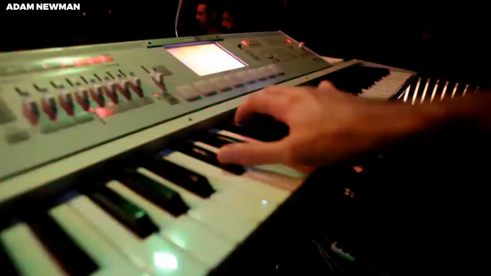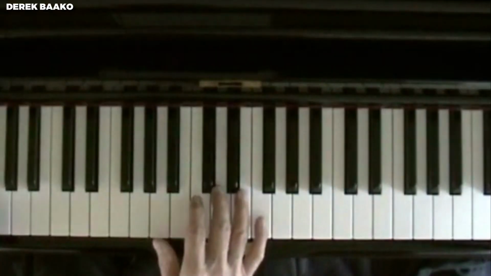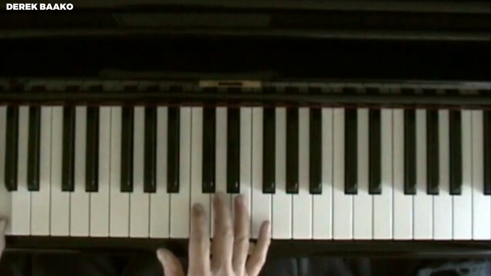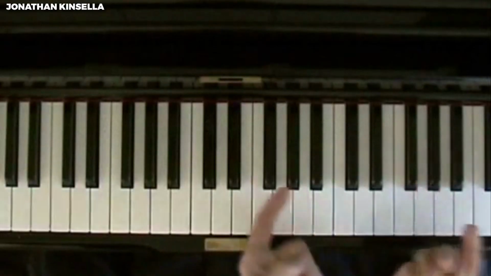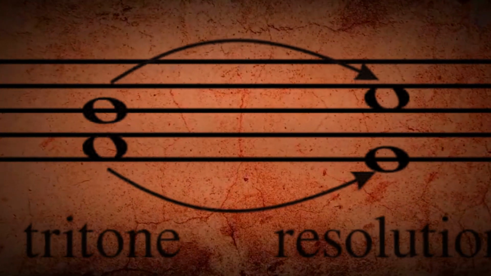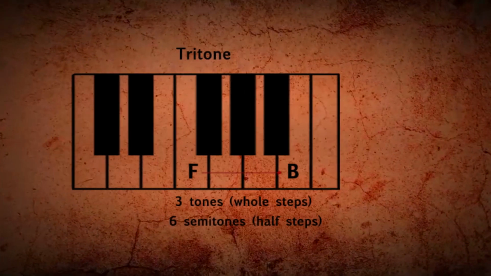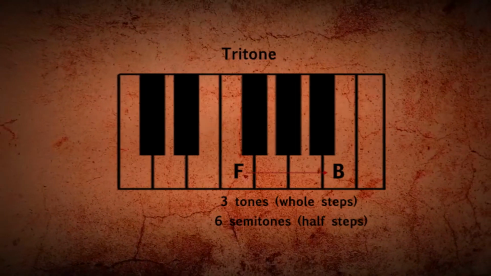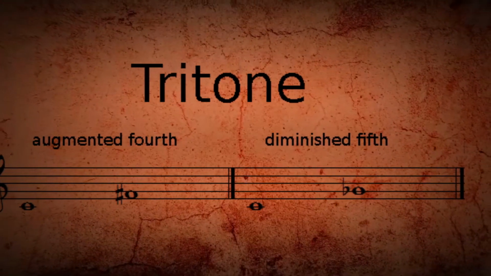A tritone may also be referred to as an augmented fourth or a diminished fifth, depending on the context in which it is used and the way in which it is notated, because it is right in between a perfect fourth and a perfect fifth, which are two of the most consonant-sounding intervals after unisons and octaves. One of the reasons why the interval sounds so dissonant is because it is right in between a perfect fourth and a perfect fifth.